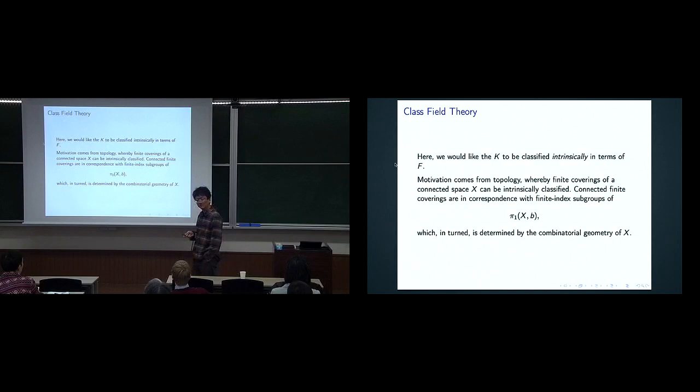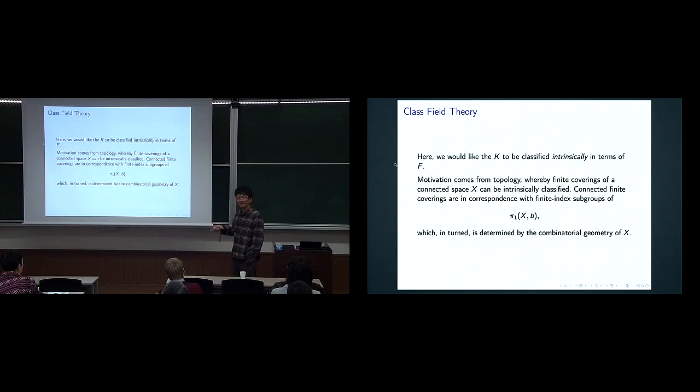Namely, the situation where if you have a connected space, for example, then the coverings of X can be classified by finite coverings, for example, can be classified by finite index subgroups of the topological fundamental group of X. And this, of course, in some sense is an intrinsic invariant of X that in a lot of cases, for example, if you're given a CW complex or something, you can compute it using combinatorial data.